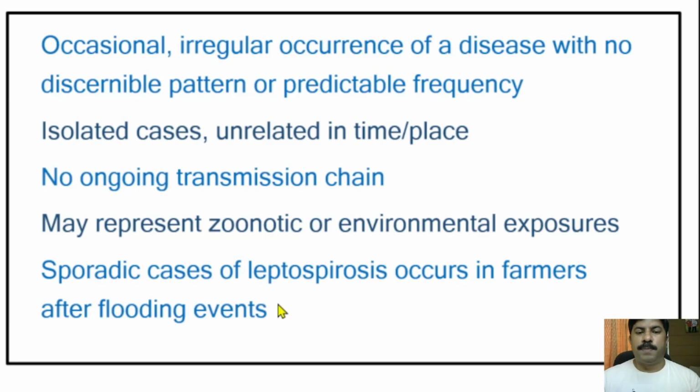Sporadic cases of leptospirosis occur in farmers after flooding events. So after flood events, there is a chance of leptospirosis in farmers. That is an example of sporadic disease. We cannot predict the number or incidence rate.